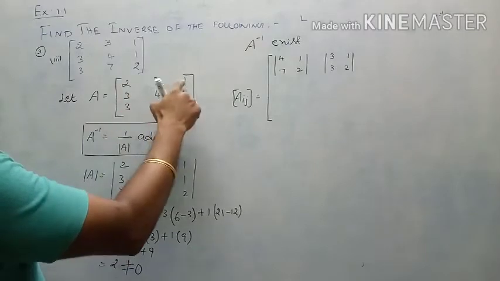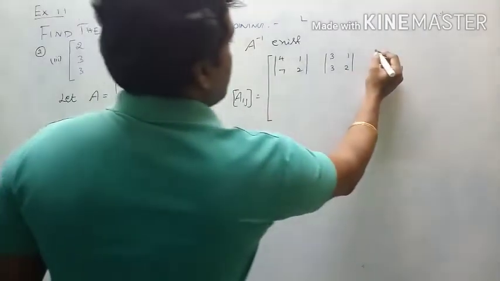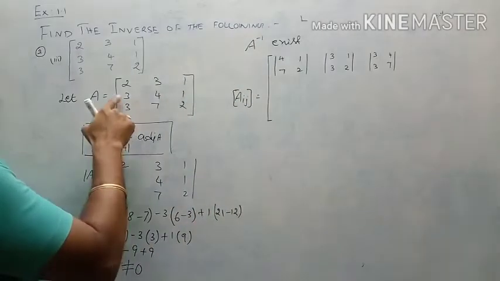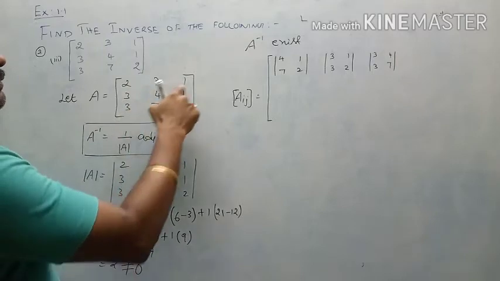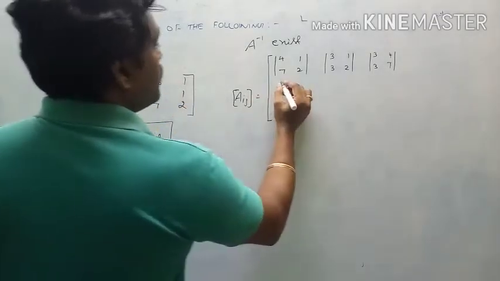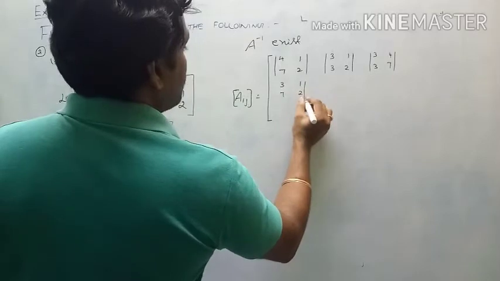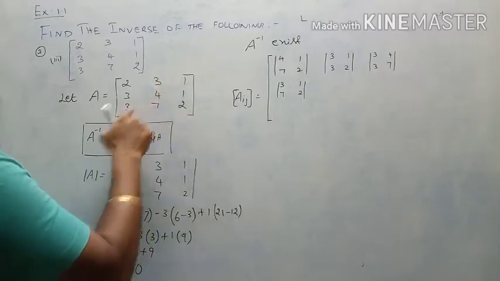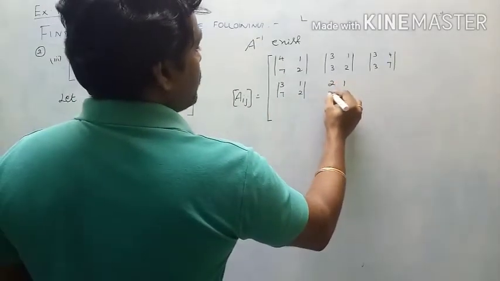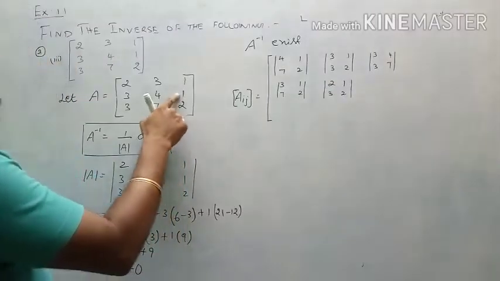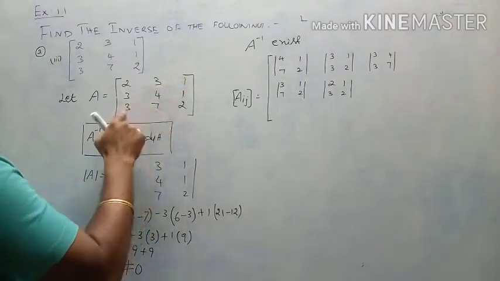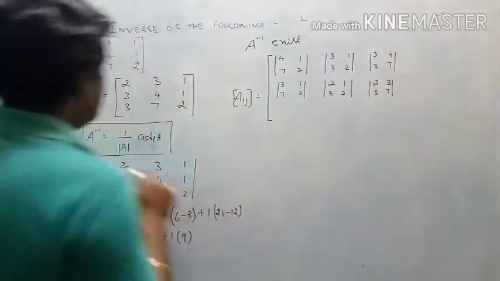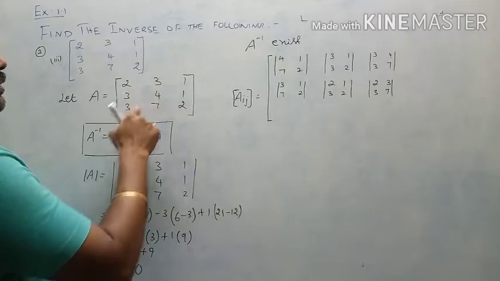For the third element, just leave the respective row and column. 3 4 3 7. For this element, just leave the respective row and column. 3 1 7 2. For this element 4, just leave the respective row and column. 2 1 3 2 left. For this one, just leave the respective row and column. 2 3 3 7 left. For this element, just leave the respective row and column. 3 1 4 1.